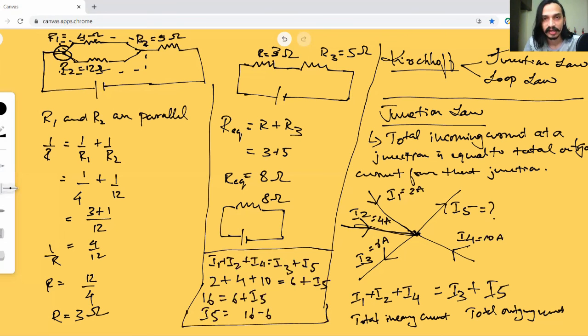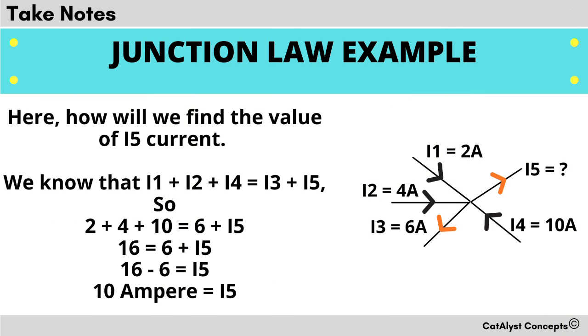This 5 is a small 5. It's in the name. It's not a number as such. It's just the name, I of 5. So I5 is nothing but 10 amperes. If I5 is 10, you'll see that I3 plus I5 is 10 plus 6, 16, and these three are also combined 16. So total incoming and total outgoing will be the same.